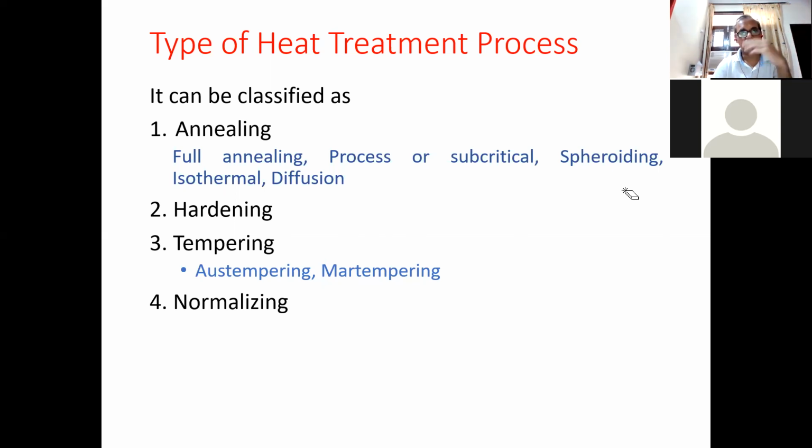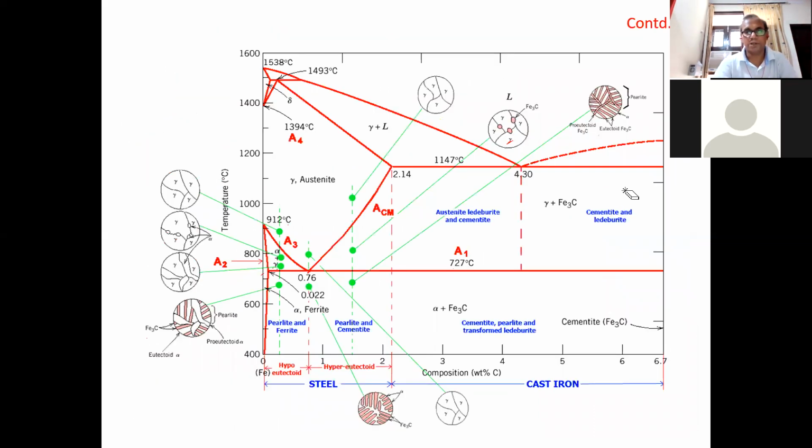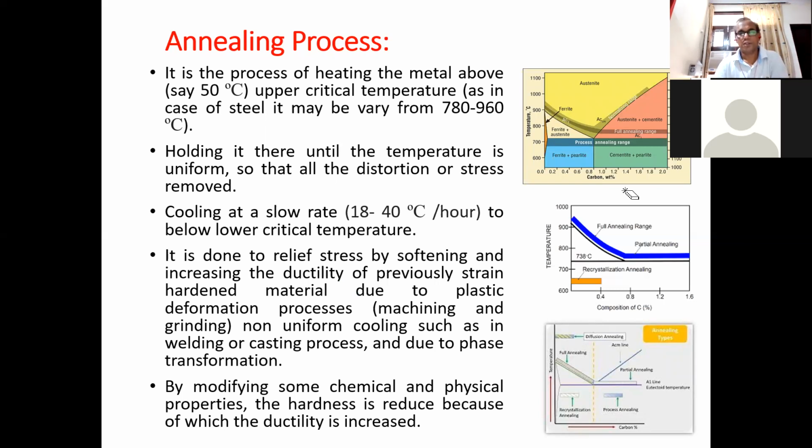So let us go inside the heat treatment process one by one. Let's just take annealing. So what is annealing? Annealing is the process of heating the metal 50 degrees centigrade above the upper critical temperature. Now we understand, because we have gone through this diagram, where the upper critical temperature and the lower critical temperature are. So as per this, we have to heat the metal 50 degrees centigrade above the upper critical temperature.